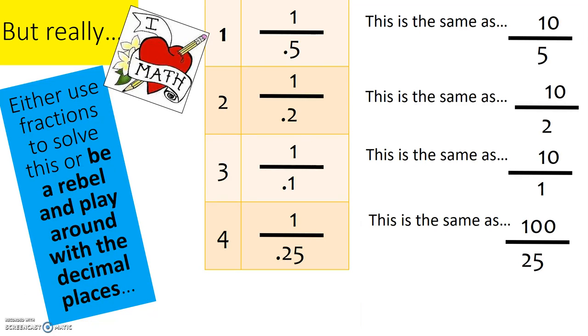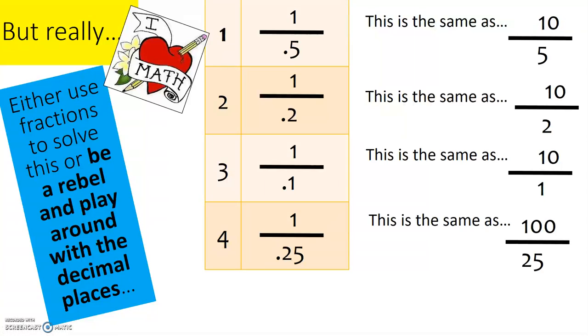All you have to do is take your fractions and be a rebel with the decimal places. So in my first example, 1 divided by 0.5, I can play around with the decimal places and it's the same thing as 10 divided by 5 or 2. Super simple. 1 divided by 0.2, if I play with the decimal places again, is the same as 10 divided by 2 or 5. 1 divided by 0.1, same thing, is 10. 1 divided by 0.25. This time you got to move the decimal 2 places, but that's okay. It's the same as 100 divided by 25, or simply 4.